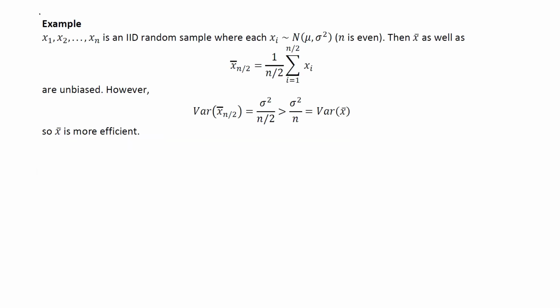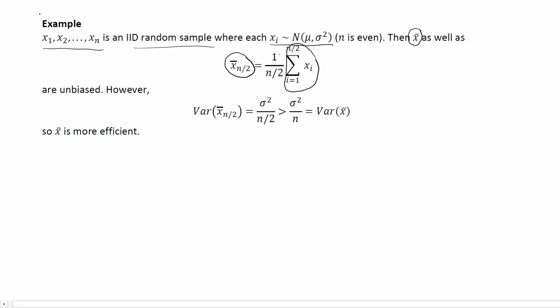Here is a simple, although slightly silly example. I have a sample, I assume it's a random sample, and each observation is drawn from a normal distribution. I know that the sample mean is unbiased, but so is this estimator, X bar n half. X bar n half is simply the average of the first half of the sample. I sum the first half of the sample and divide by half of the sample size.